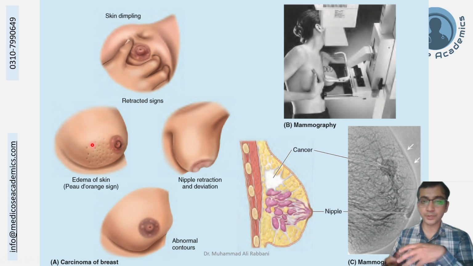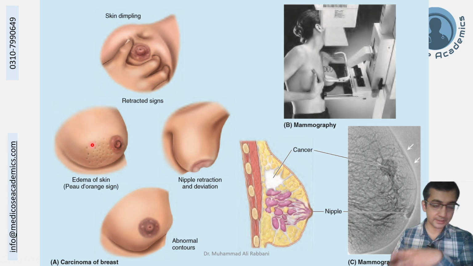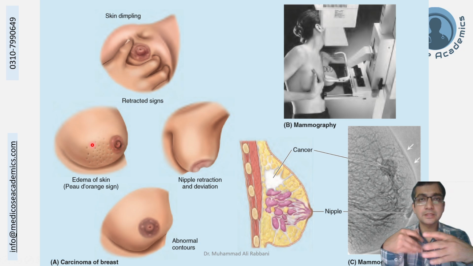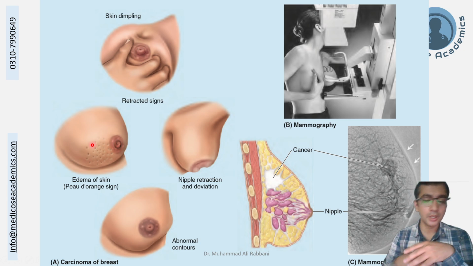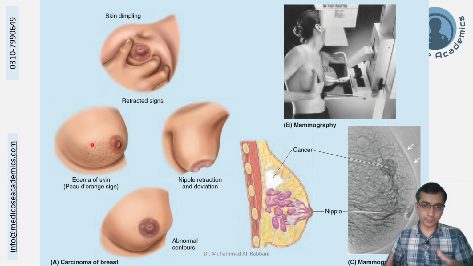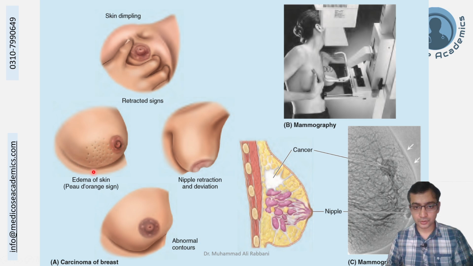Here is the peau d'orange appearance, the orange peel skin. When the breast has blocked lymphatics due to any pathology, the breast tends to swell, but the points of attachment of the ligaments of Cooper remain there. So it expands, and as it swells it becomes a little red, but the points of attachment of the ligaments of Cooper are pulled in, so this gives a pitted appearance.